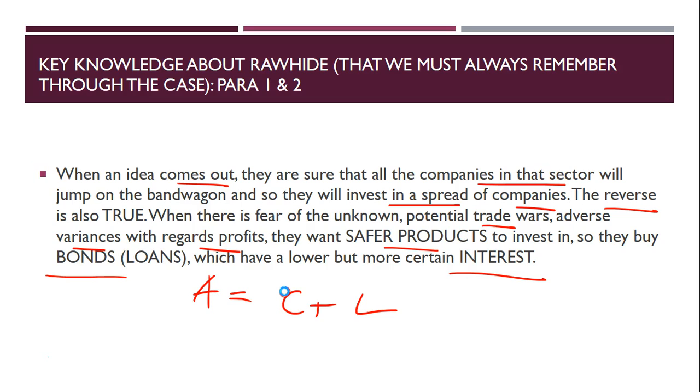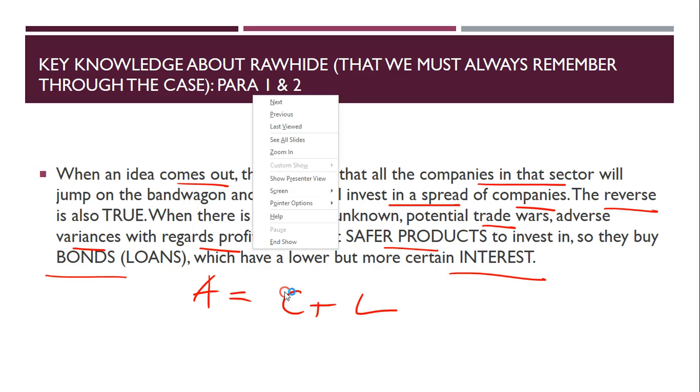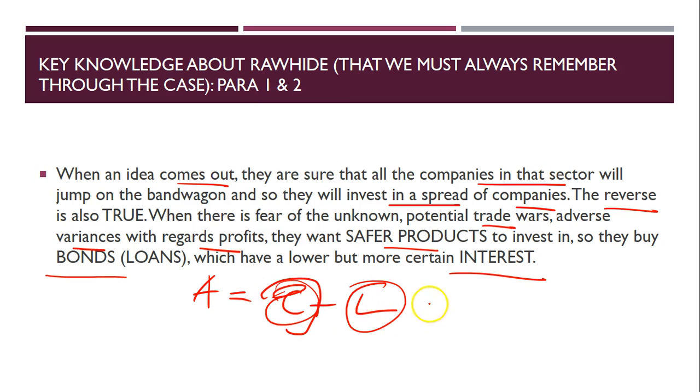Either to invest as C or to invest as L. And depending on how risk averse you are, you would go with either C or L, again depending on what the general PESTLE environment is.